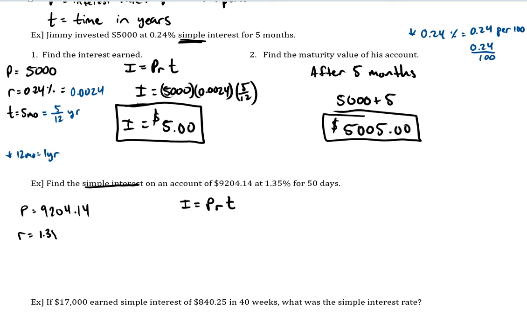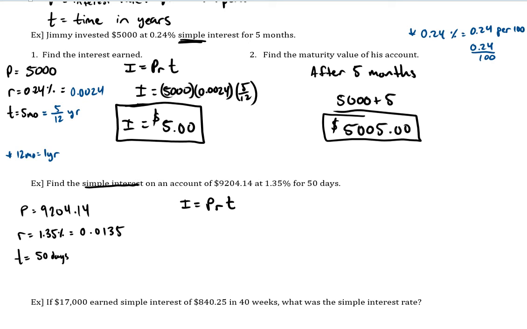So 1.35%. But we need to convert this to a decimal, so 0.0135. Move it twice, like that. And then here you can check. If I move it back to the right twice, it does match 1.35%. Okay, so this is the rate that we want. And then the time is 50 days.